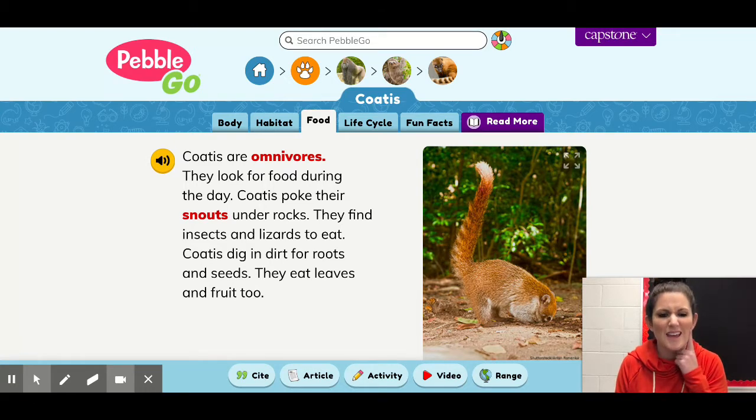Now I'm going to think, what are all the things my animal eats? Let's see. It eats insects, lizards, roots, seeds, leaves, and fruit. Wow, it eats so many different things. I'm definitely going to have to make a list using commas of all of the things my animal eats. Look in my writing to see where I need to add my commas.